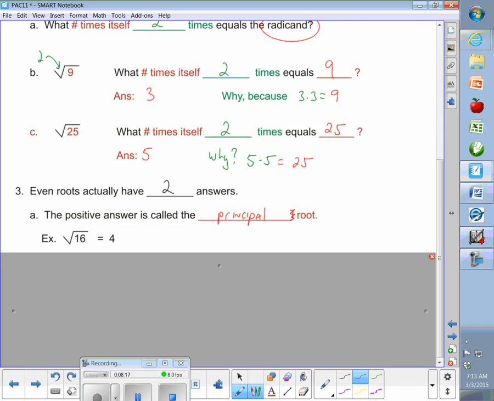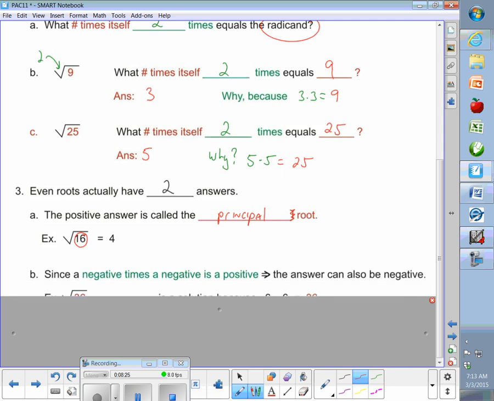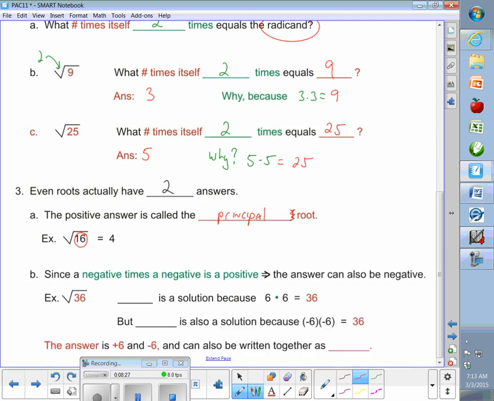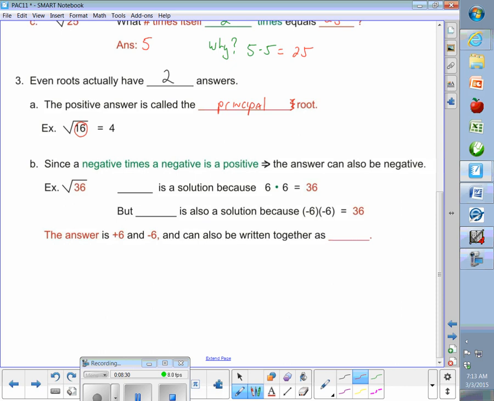Again, we look at the example here and we're saying, all right, the index is 2, there's a square root. What number times itself 2 times equals 16? The answer is 4, right? And hopefully you would agree with that. But here's the reality. Since a negative times a negative is a positive, the answer can also be negative. So if I go back up to A, not only can the answer be positive 4, but the square root of 16 also equals negative 4.